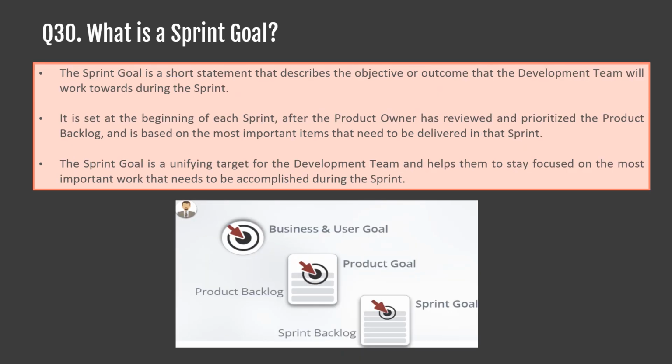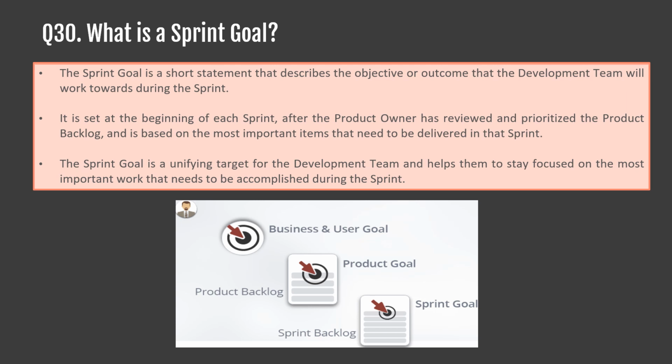Question number 30. What is sprint goal? Sprint goal is a short statement that describes the objective or outcome that the development team will work towards during the sprint. Assume that the sprint goal for Sprint 2 is to enable customers to place orders online and track the status of their orders in real time.